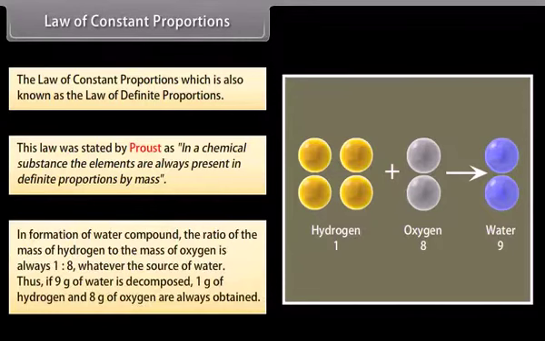In the formation of the water compound, the ratio of the mass of hydrogen to the mass of oxygen is always 1:8, whatever the source of water. Thus, if 9 grams of water is decomposed, 1 gram of hydrogen and 8 grams of oxygen are always obtained.